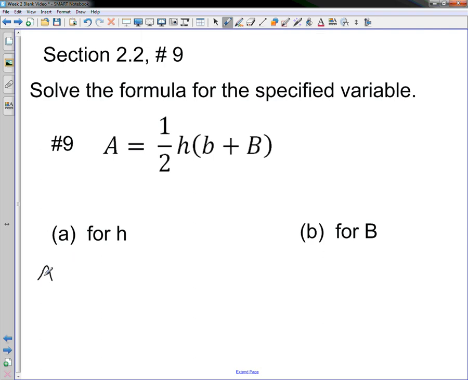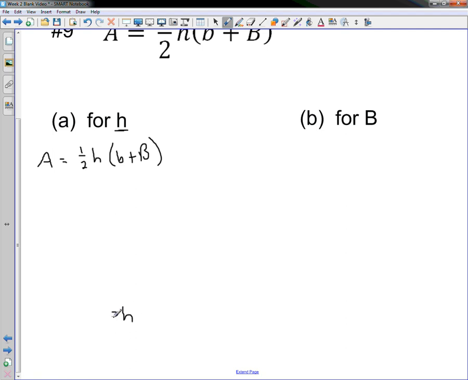We have area equals 1/2 times h times b plus B. Notice one's lowercase, one's capital. That does make a difference, so you want to keep track of that. Solving for h means I want h to be the only thing left on this side of the equation. When I get done with this, it should be h all by itself, everything else pushed away from it. The first thing I notice is h is being multiplied by 1/2. So to move the 1/2 over, I multiply by the reciprocal, which means I multiply by 2.